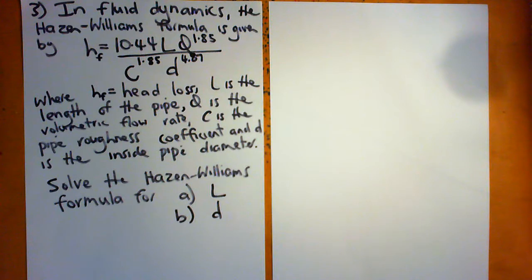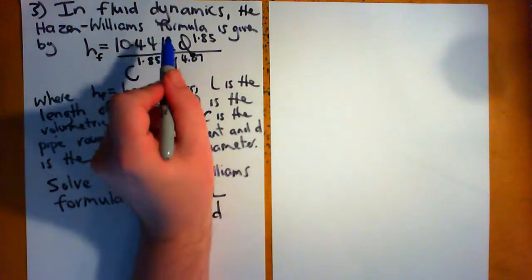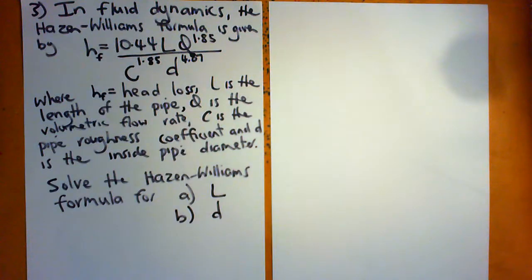In fluid dynamics, the Hazen-Williams formula is given by what you see on the screen there. Our job is to solve the Hazen-Williams formula firstly for L and then for D. So we want to solve this formula for L, which means we need to end up with L equals something.